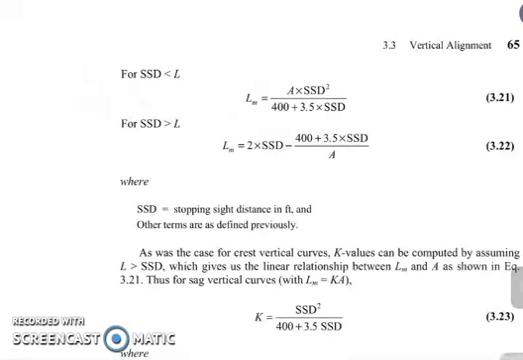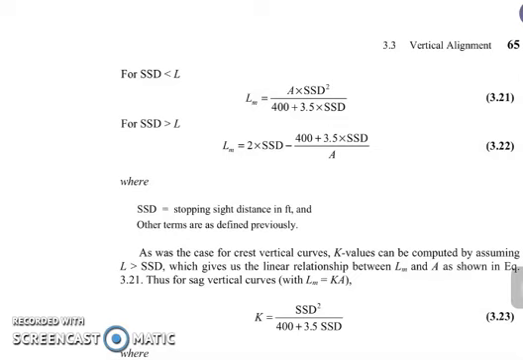For SSD less than L, we have L sub M equal to A times SSD squared all over (400 plus 3.5 times SSD). And for SSD greater than L, L sub M is equal to 2 times SSD minus (400 plus 3.5 times SSD) all over A. We have to take note that SSD is the stopping sight distance, and A, of course, is the absolute value of the difference between the initial grade and the final grade.